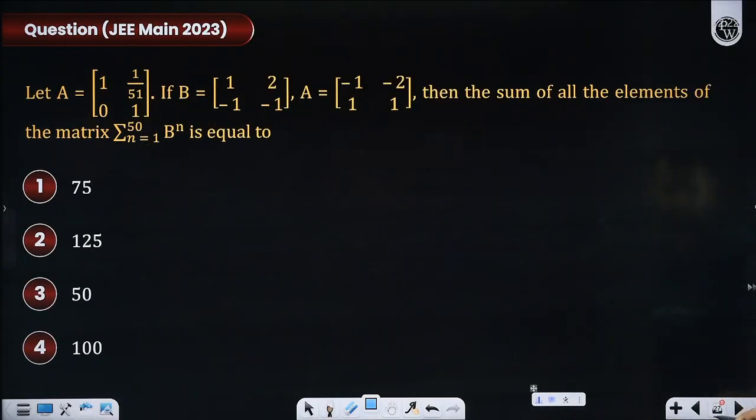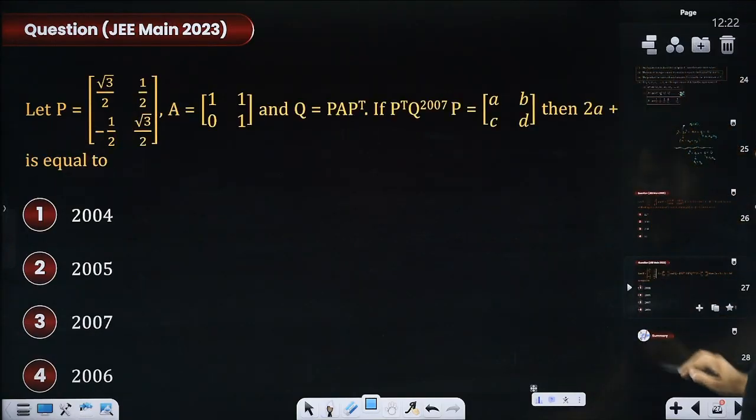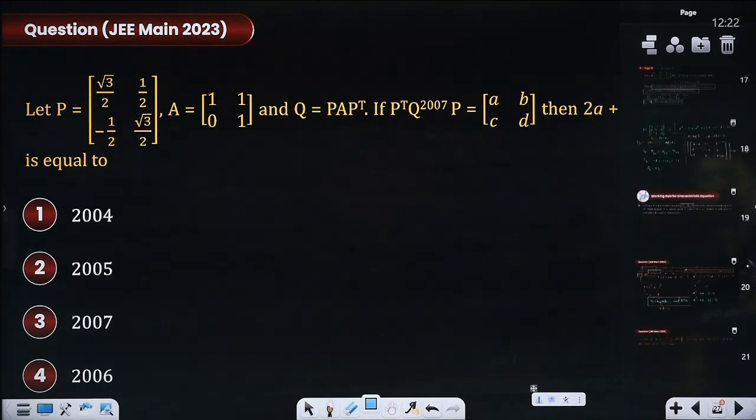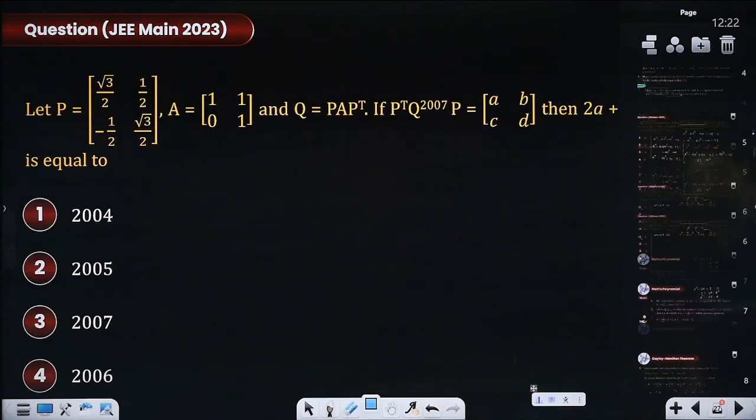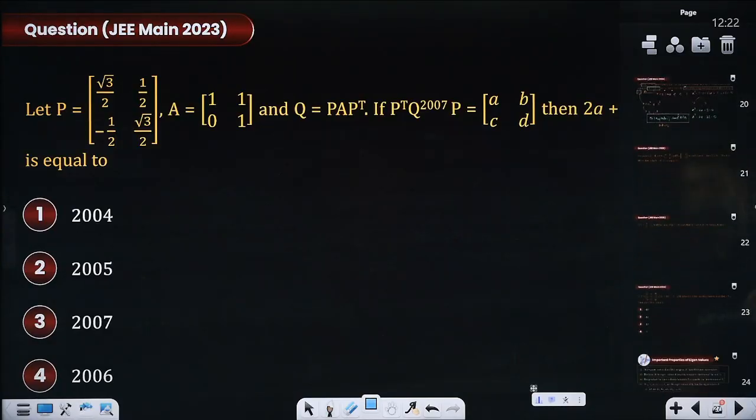This is something wrong, incorrect, so let me delete this. 5 questions I'm left with. Probably it will take 45 minutes, not more than that. Is that okay? So 45 more minutes I'll take. Other than that, I am done with this whole session. Are you comfortable with that?